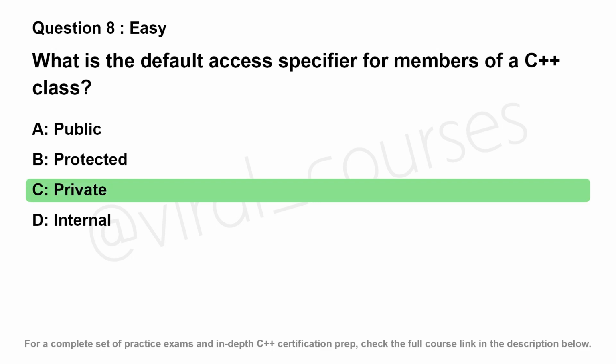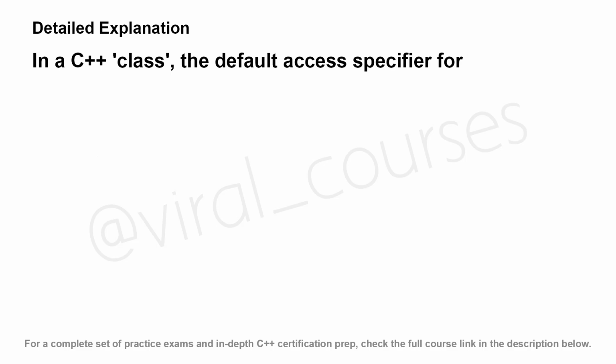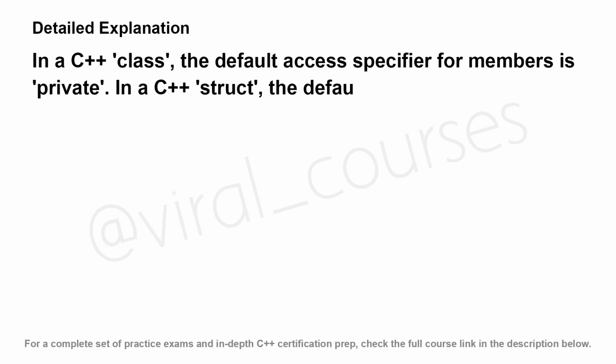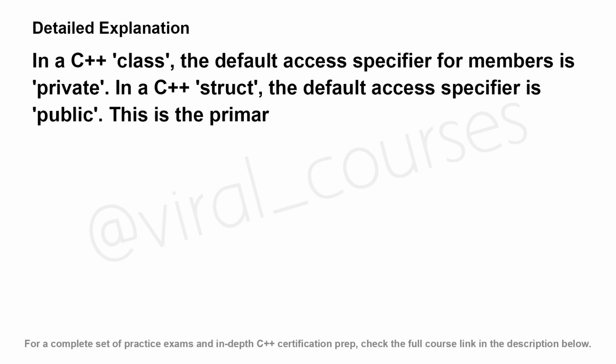The correct answer is C. In a C++ class, the default access specifier for members is private. In a C++ struct, the default access specifier is public. This is the primary difference between a class and a struct in C++.